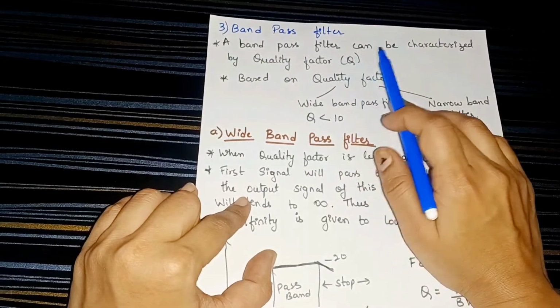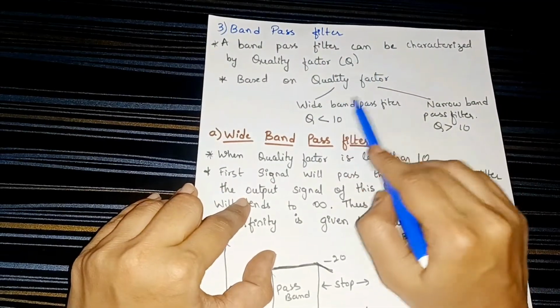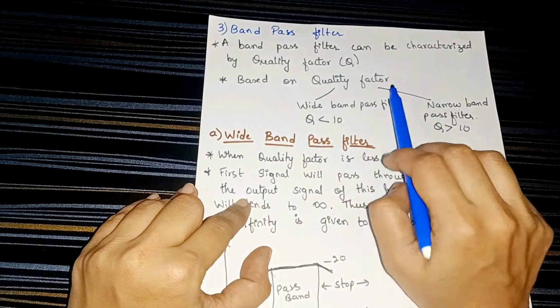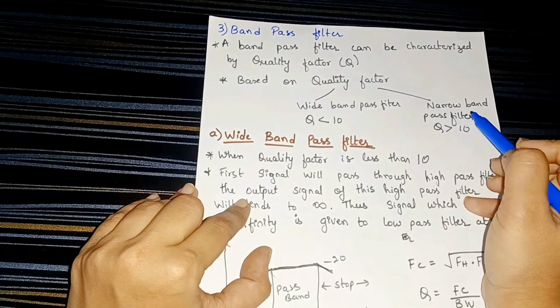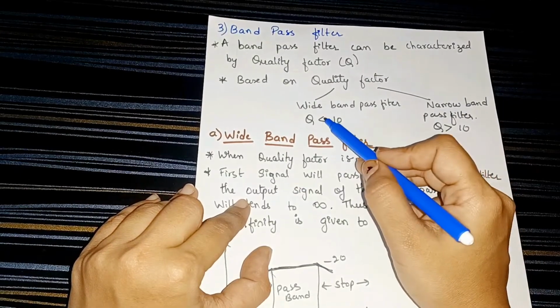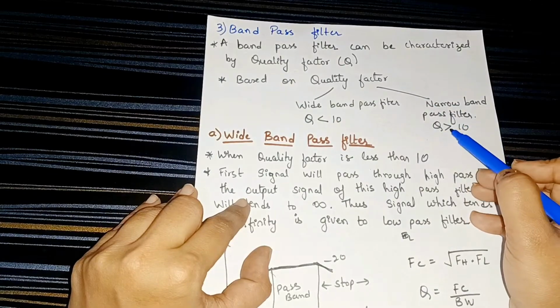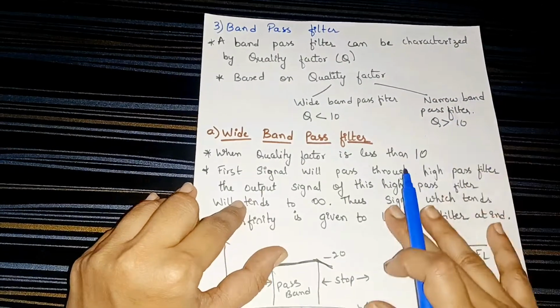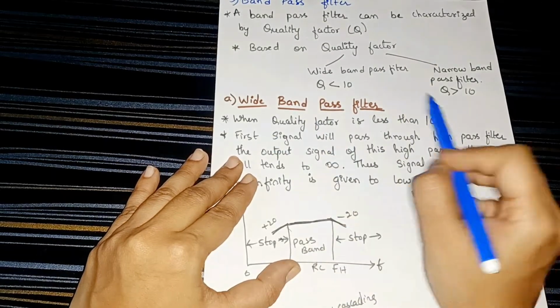Next we have the band pass filter. A band pass filter can be characterized by quality factor Q. Based on the quality factor, we divide the band pass filter into wide band pass filter and narrow band pass filter. The quality factor should be less than 10 in wide band, and in narrow band the quality factor should be greater than 10.